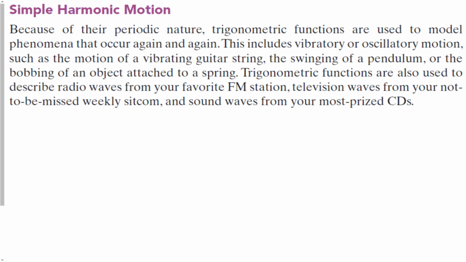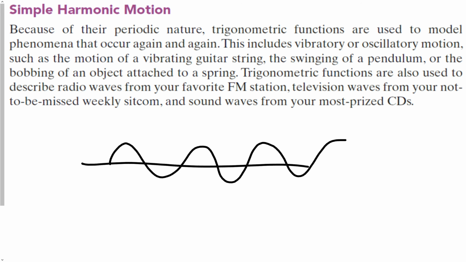Let's talk a little bit about simple harmonic motion. Because of the periodic nature of sines and cosines, the fact that they keep repeating, they can be used to model phenomena that occur again and again, like vibratory or oscillatory motion, such as guitar strings. Pluck it, it's going to keep vibrating. It's eventually going to stop, but we can assume that it's going to go on at the same amplitude forever.